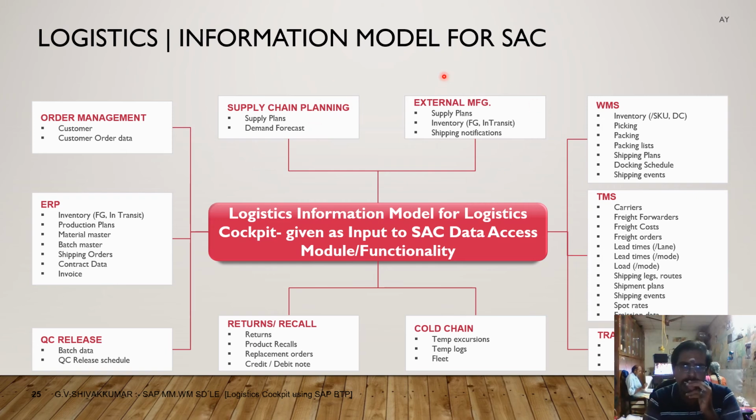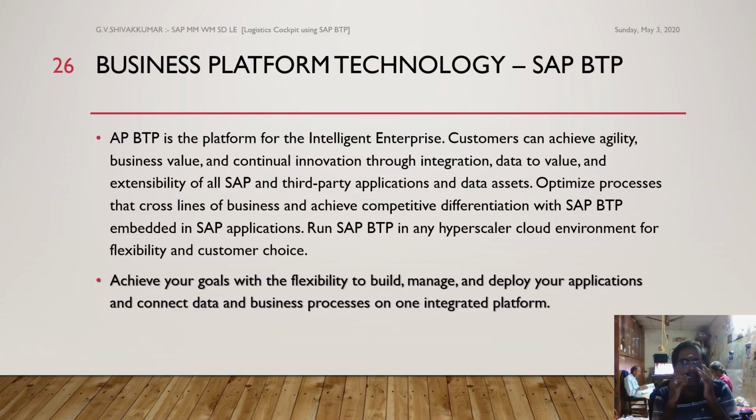The logistics information model comprises order management, supply chain, external manufacturing, warehouse management, transportation management system, track and trace logistics, cold chain logistics, returns and recall logistics, quality release, quality control release, and ERP, enterprise resource planning, which is given as an input to the BTP SAC platform. So efficient track and tracing of data, starting from procurement to end customer deliveries, can be achieved by optimizing the supply chain management KPIs and encouraging spot booking of transports.